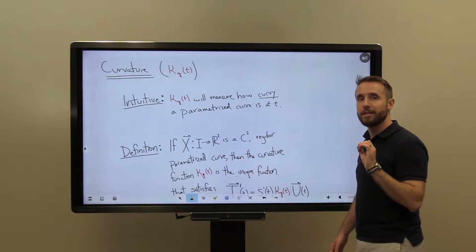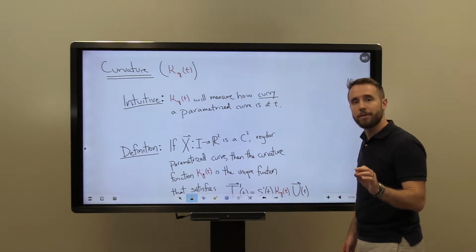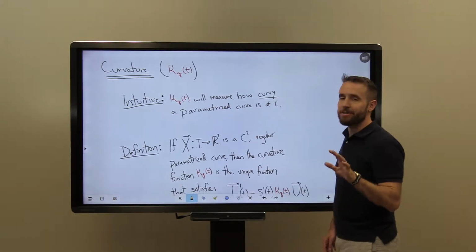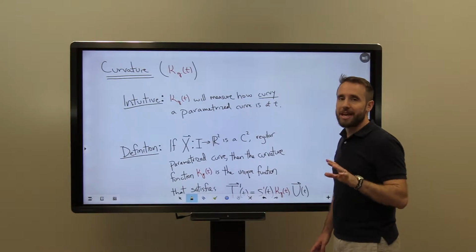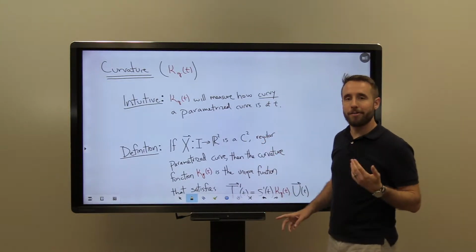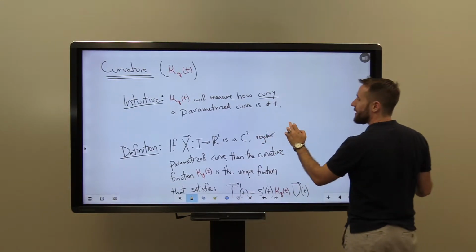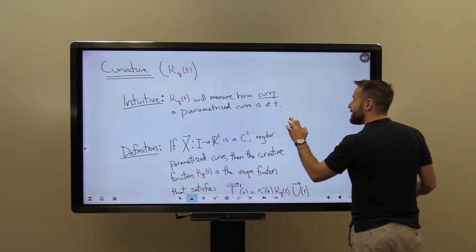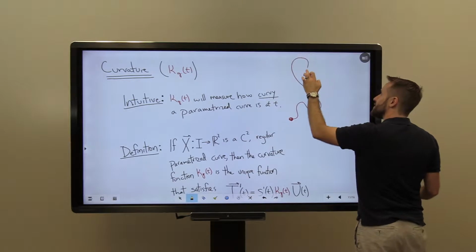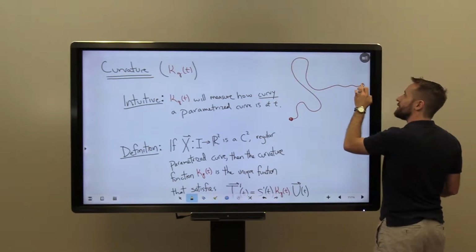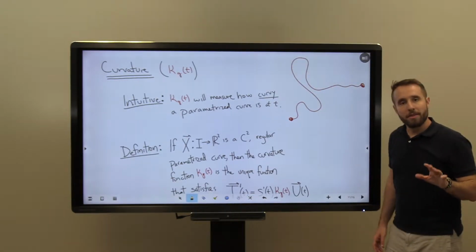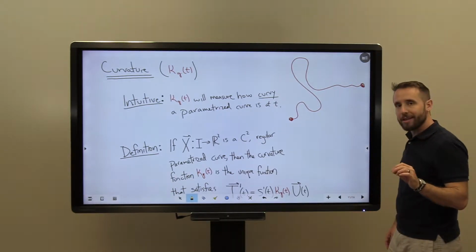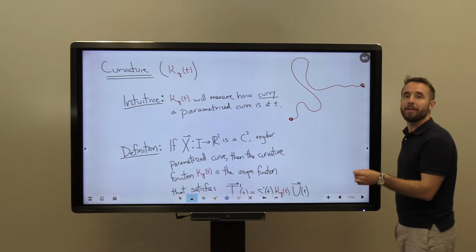The curvature is supposed to be a function, first of all, so it will be the curvature function, and it will measure at any given time t just how curvy our curve is. And so what do I mean by that? Well, it's a little loose at the moment, but in essence, if I have a parametrized curve, and maybe here's the locus of the parametrized curve, then I want a function that will measure at any given point just how curvy the curve is.